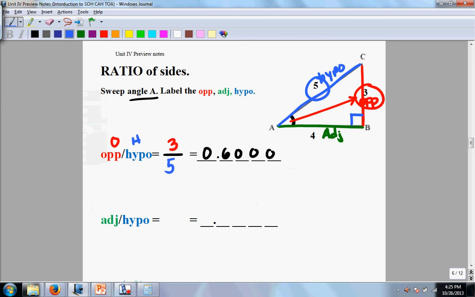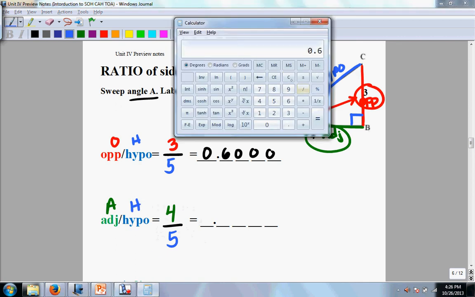Let's try a couple other combinations. Another combination I want you to be familiar with is adjacent over hypo, which in this demonstration is going to be 4 over 5. Adjacent AH. Let's go ahead and get that ratio into a decimal. 4 divided by 5, 0.8.